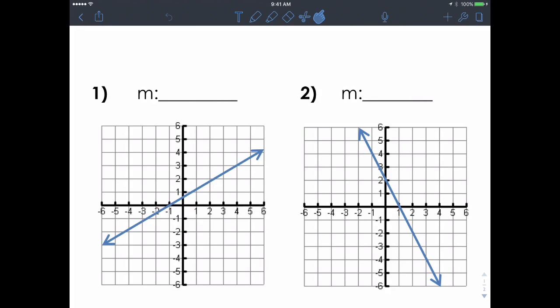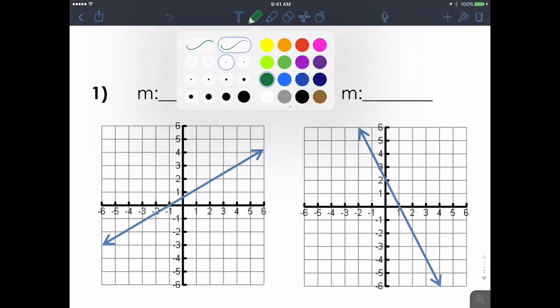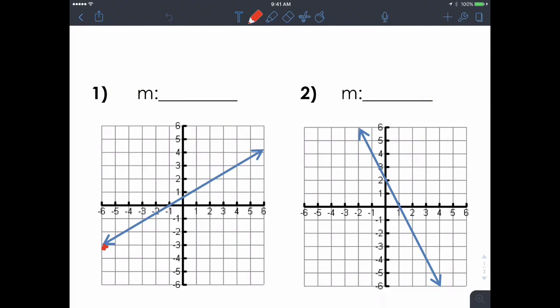Alright, now for number 1, we have the points that I see. I see a point right here. Actually, let me get my pen up. Okay, I see a point right here. I see a point right here. I see a point right here.